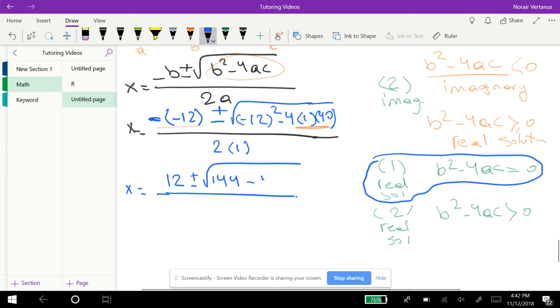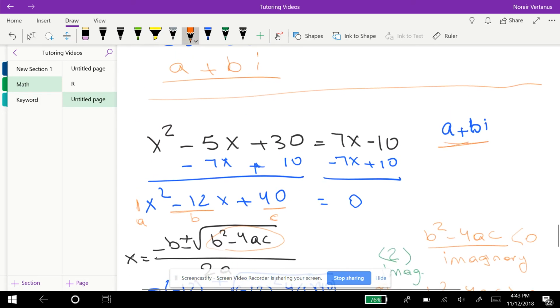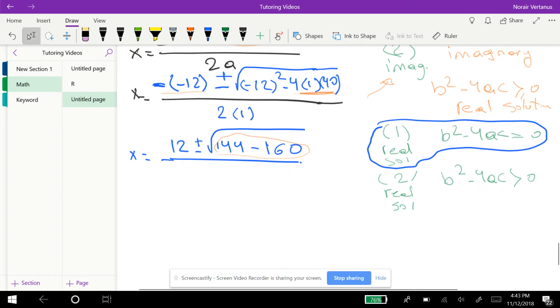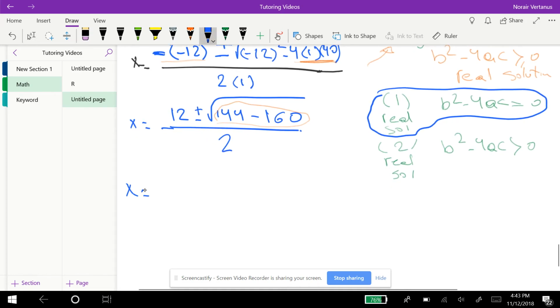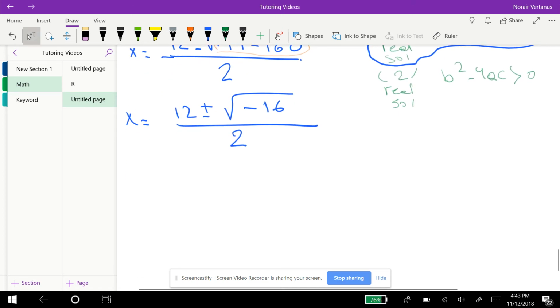So that's why we get imaginary here. Do you see, 144 minus 160 is going to be a negative number. So it's that case, which is imaginary. So you get two imaginary solutions. That's why they're asking to solve for a plus bi. Over 2a, which was 2. So again, simplifying that, that's equal to 12 plus minus the radical of 144 minus 160, which is negative 16, over 2. And then we can simplify that further.